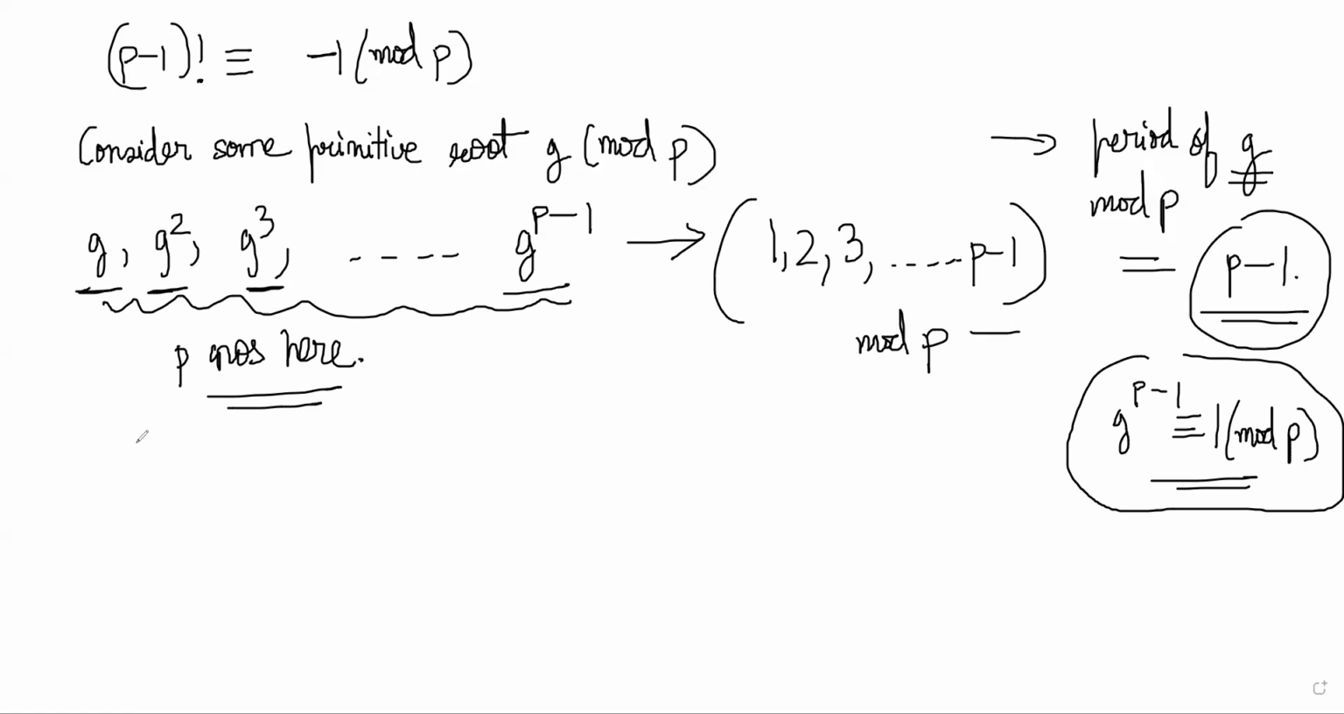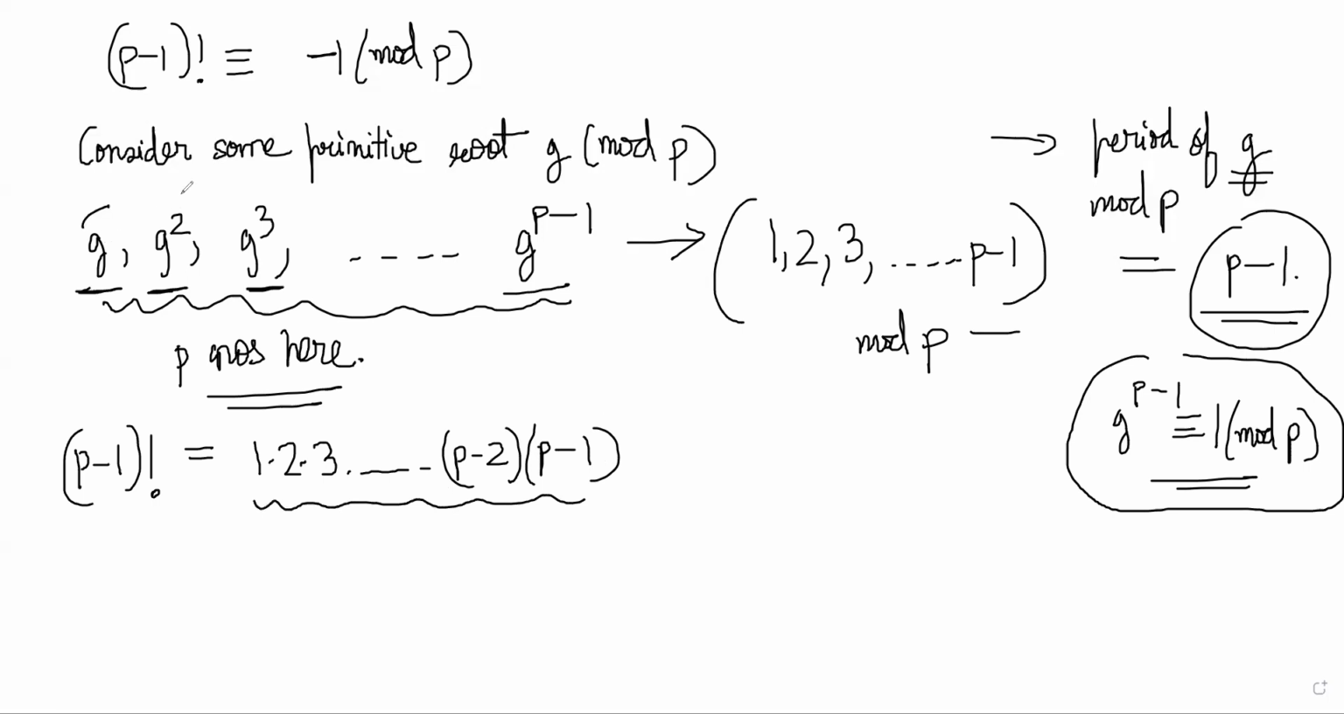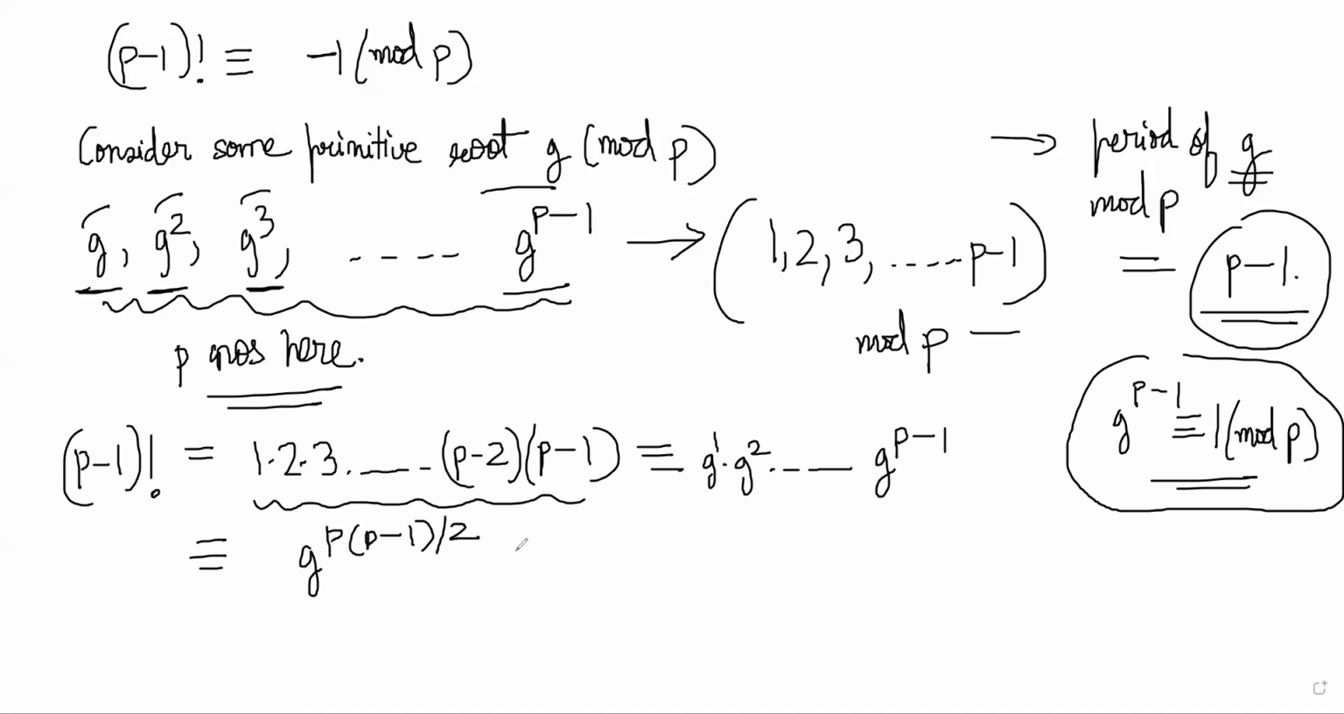Correct. So when we try to calculate p minus 1 factorial, that is equal to 1 into 2 into 3 into p minus 2 into p minus 1. And since all of these are rearrangements of the primitive root powers, we can replace them and say it is g into g squared till g power p minus 1, which comes out to be g power, you add the powers 1 to p minus 1, it becomes p into p minus 1 by 2 mod p, right?